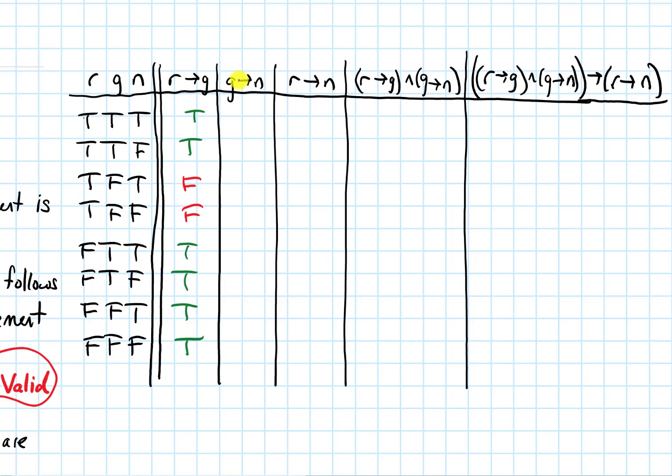Okay, so now let's do G implies N. This one's going to be really similar. The only way for it to be false is if G is true and N is false. So that happens in the second row, and it happens in this sixth row. And then that's it. The rest of these are going to be true. Let me start to write these trues in gray.